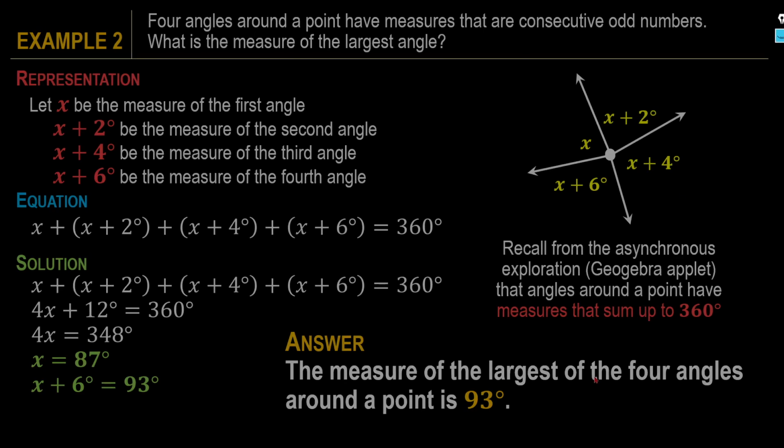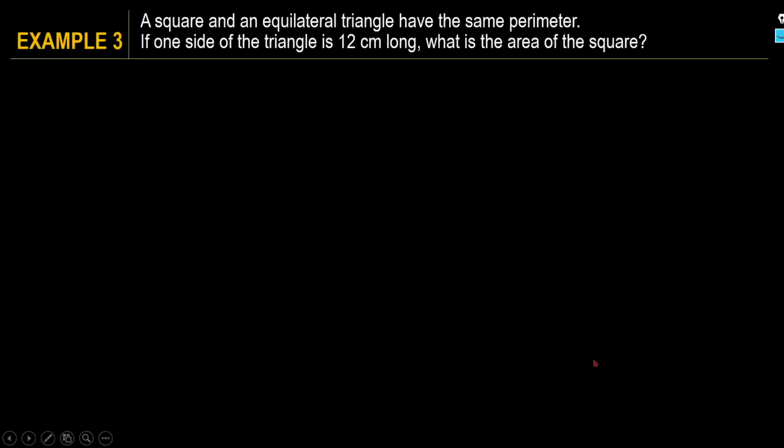Okay? Next example. A square and an equilateral triangle. Oops. New term. Equilateral triangle. Baka kailangan i-Google muna. Have the same perimeter. If one side of the triangle is 12 centimeters long, what is the area of the square? Again, pause muna. Try it yourself, then hit play when you're done.